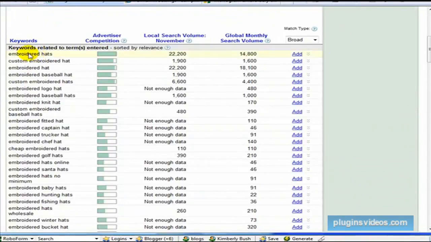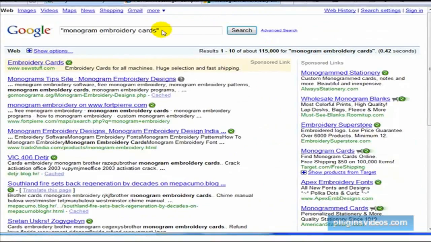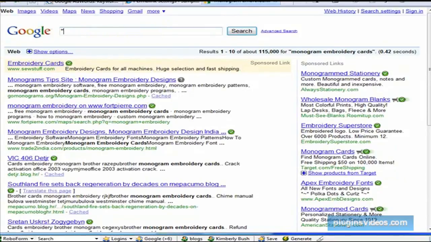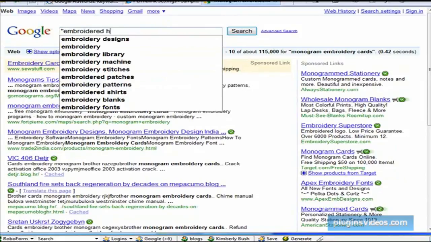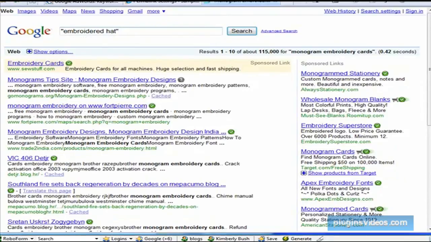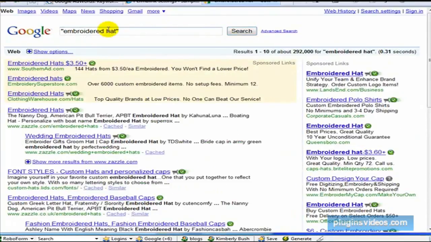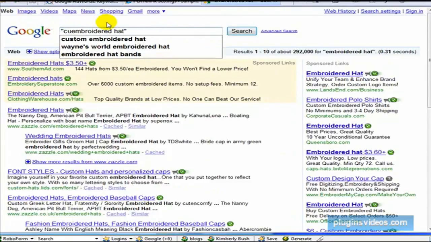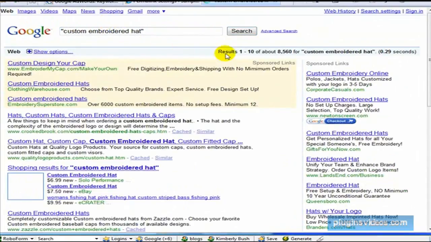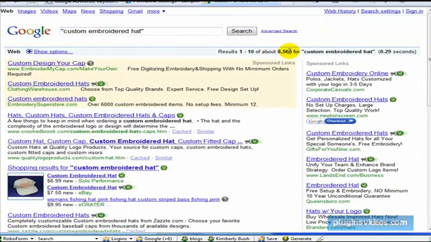Okay, so embroidered hats, 15,000 people searching for that a month. However, I think that it's going to be pretty competitive to rank for embroidered hats. Okay, so let's look at custom embroidered hat. Okay, first, embroidered hat. I bet is going to be pretty crazy. Okay, almost 300,000. But if I add custom to that, custom embroidered hat, it falls to 8,560. That is awesome. That is fantastic. That is a very low number.